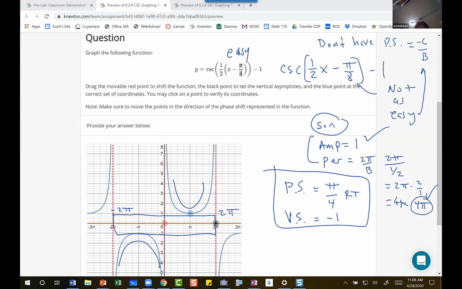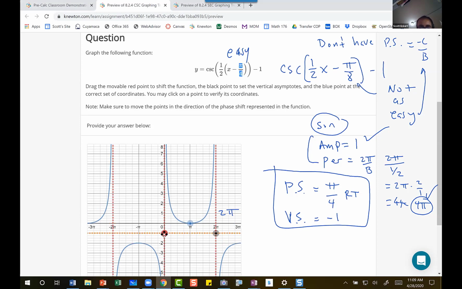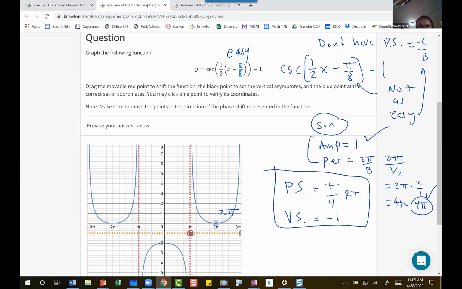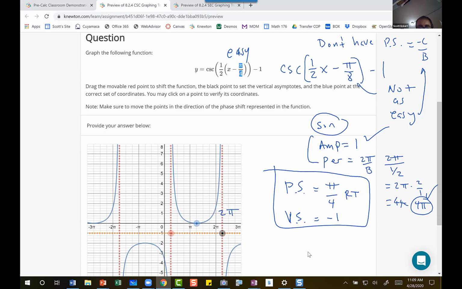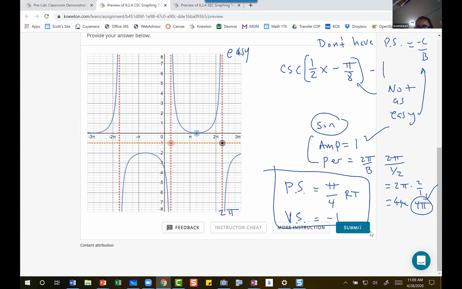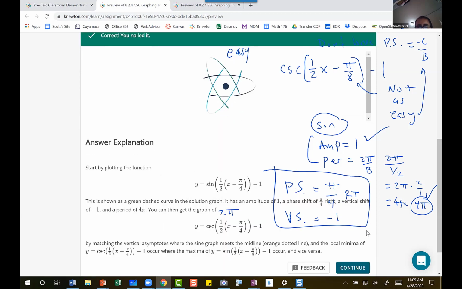Next, I need to erase that stuff because I'm going to be drawing on this or shifting it some more. Okay, so now we need to do our shifts. The vertical shift is down 1, and the horizontal shift is, now here's pi, that's too far. Here's half a pi, here's a quarter of pi. And let's submit it and see how we did. Okay, it likes it.